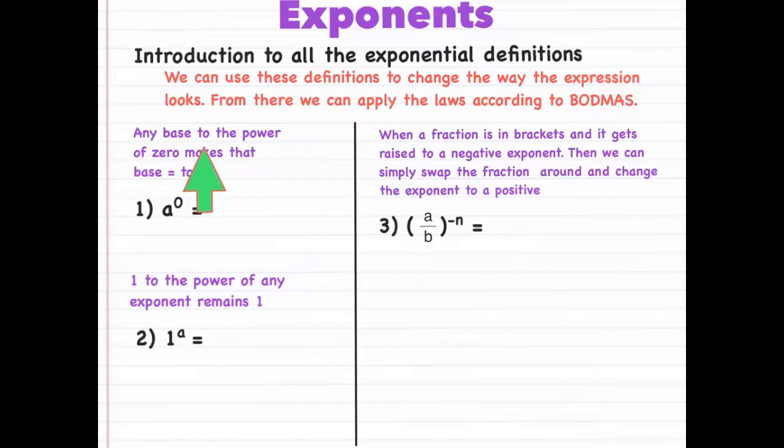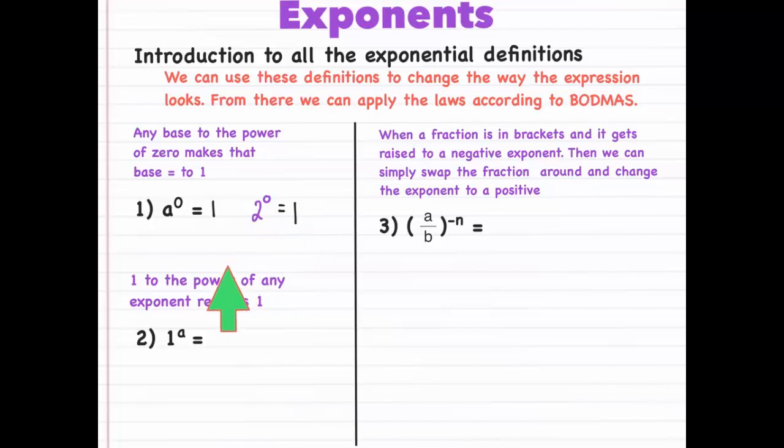Okay, so any base to the power of 0 makes that base equal to 1. Now, very important. If a base has a power of 0, it makes that base equal to 1. So this answer will be a 1. Now let's look at another example. Let's say I have 2 to the power of 0. That answer becomes a 1. Okay, so any base to the power of 0 is 1.